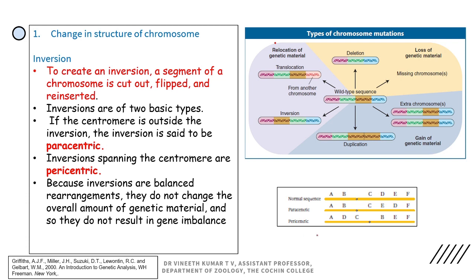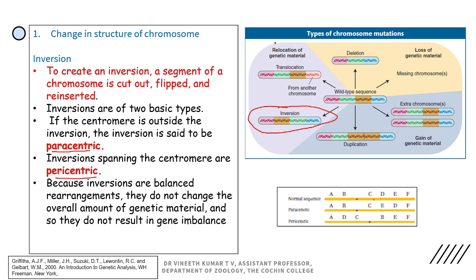So inversion, as I said, as you see here, is just the flipping and reinsertion of a chromosomal segment. Inversion is mainly of two different types, paracentric and pericentric. That is shown here. This is the centromere region of a chromosome in this particular case, and you can see that here there was an inversion.